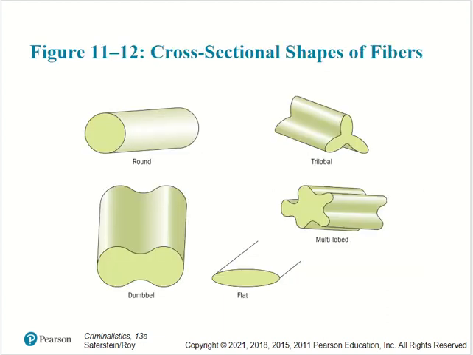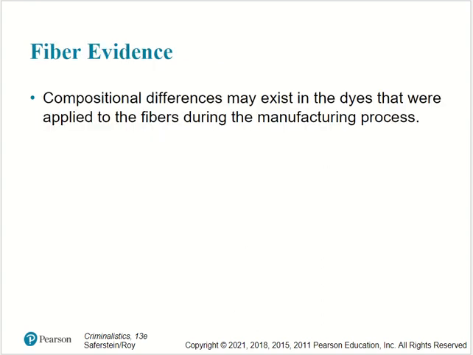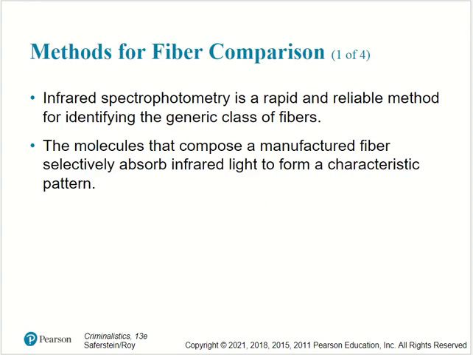Here we have different cross-sectional shapes. We have round, trilobal, multi-lobed, flats, and dumbbell. I was not aware of the dumbbell shape. Fascinating. Fiber evidence. Compositional differences may exist in the dyes that were applied to the fibers during the manufacturing process.